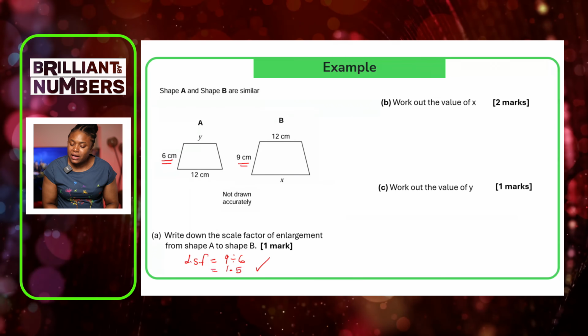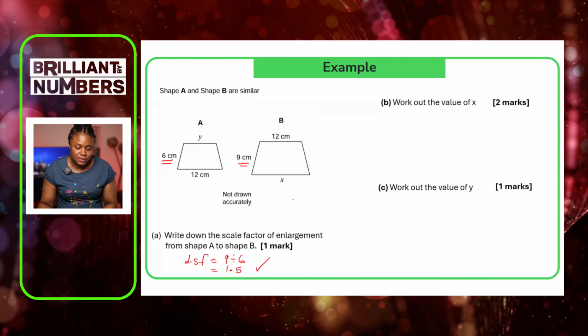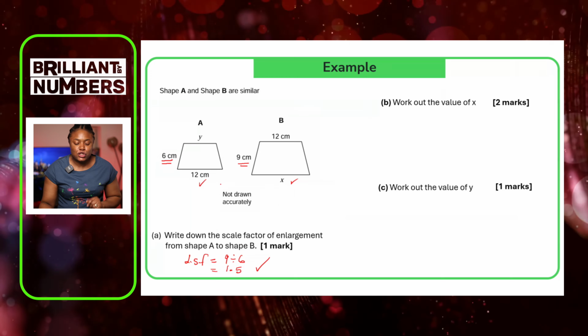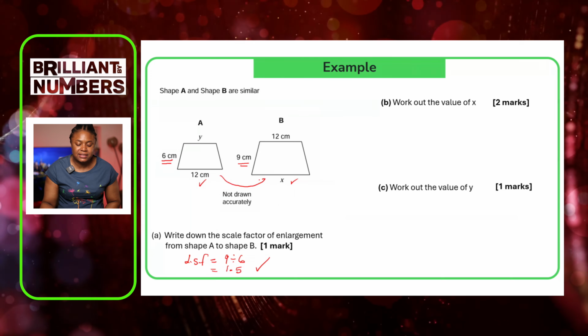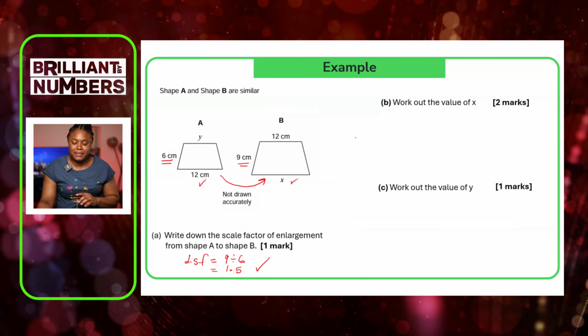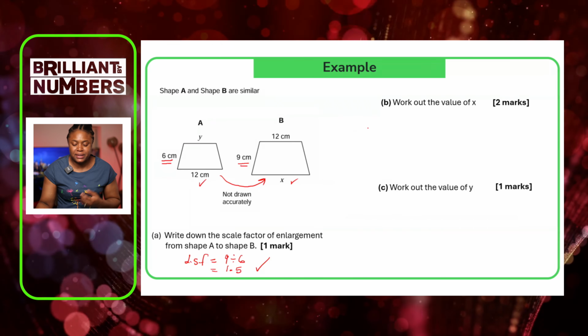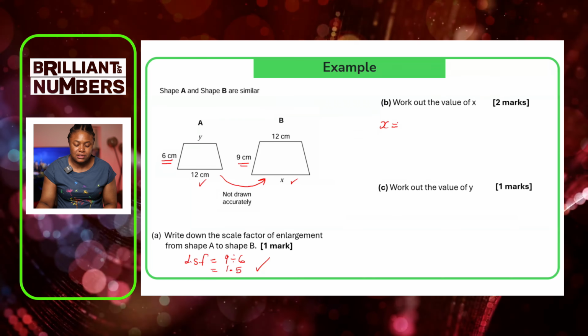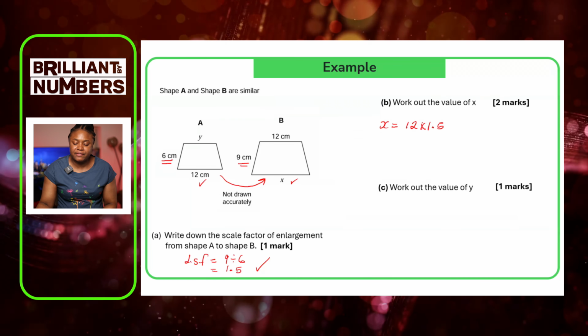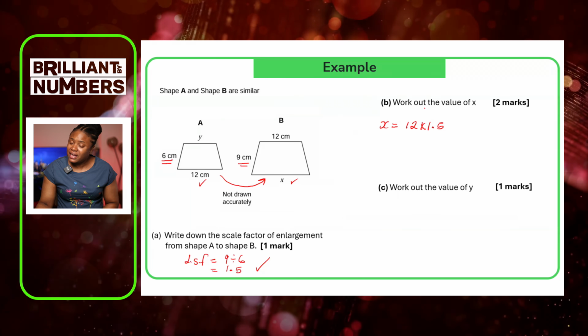Now we're asked to work out the value of X. So this corresponding side is 12. From 12 to X, I'm getting larger, so I need to multiply. Whenever I'm getting bigger, I need to multiply. So therefore, X is equal to 12 multiplied by 1.5. I could just easily put that in my calculator.